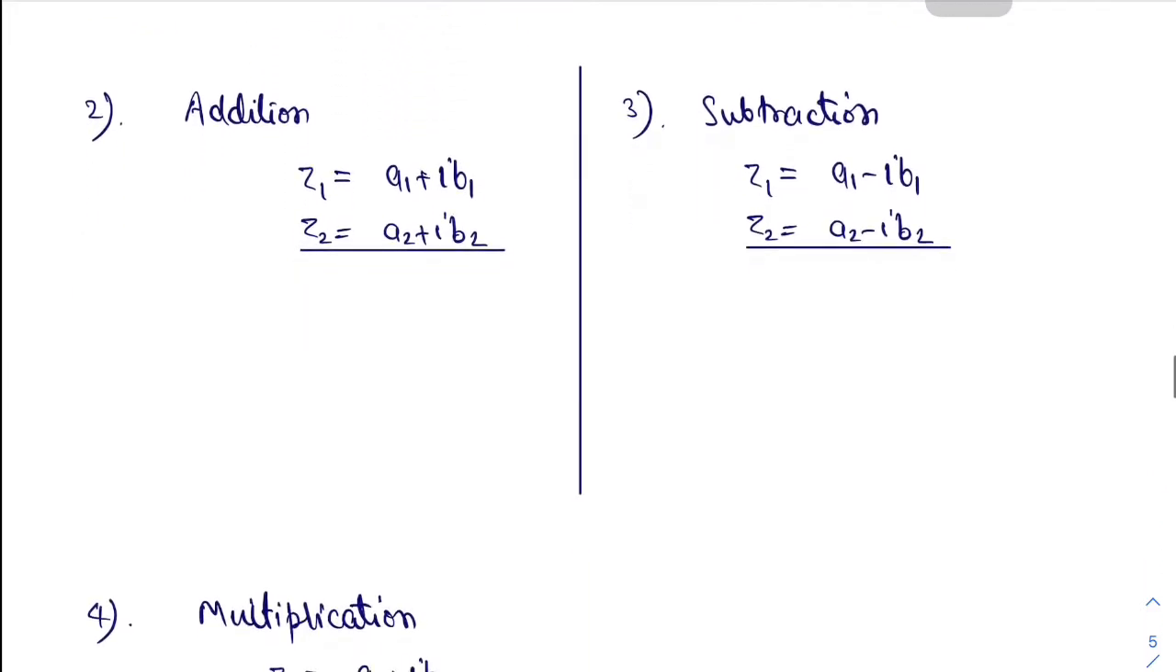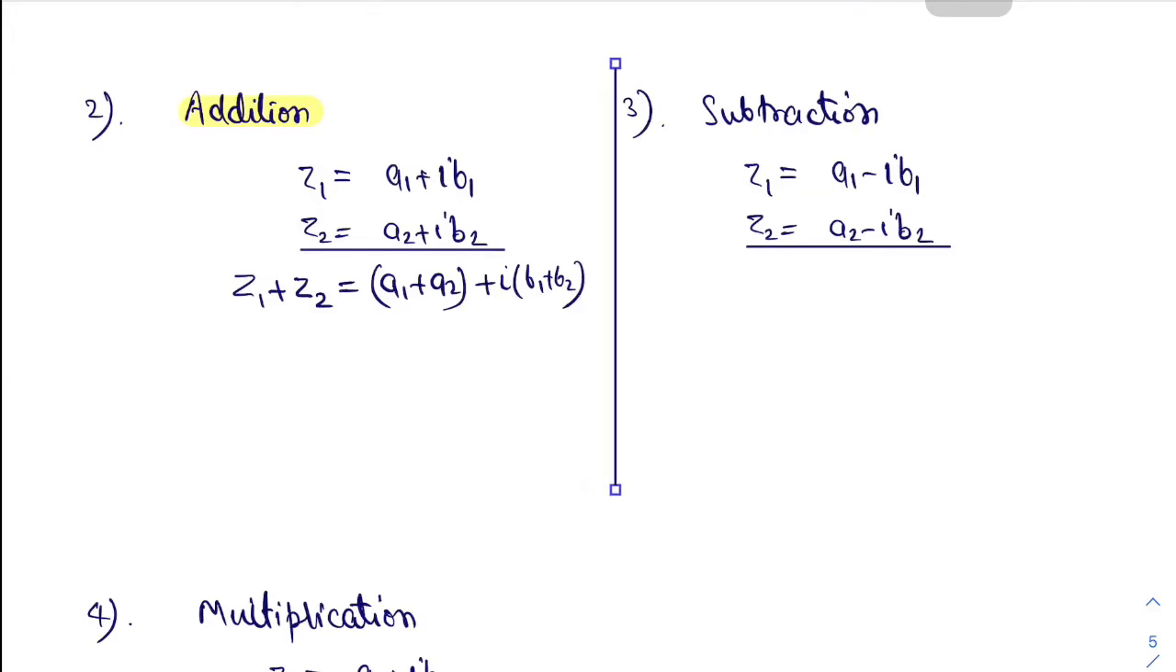Now moving on to the addition of complex numbers. How do we add two complex numbers? Here we have written two complex numbers Z1 and Z2. In order to add these two complex numbers, you will have to add their real as well as their imaginary parts. You will have to add real with real, imaginary with imaginary. You just add the respective real parts and the respective imaginary parts.